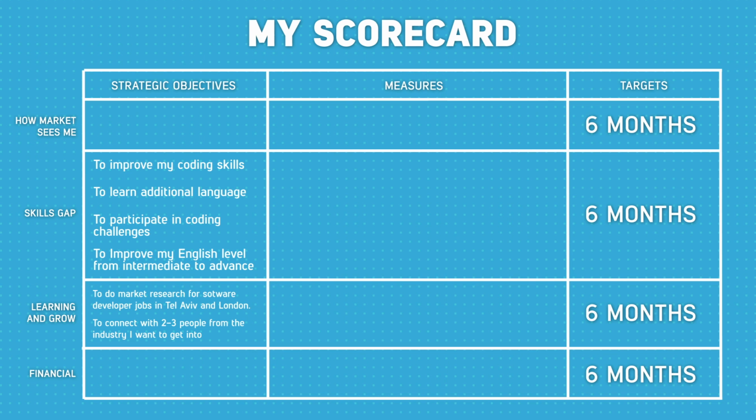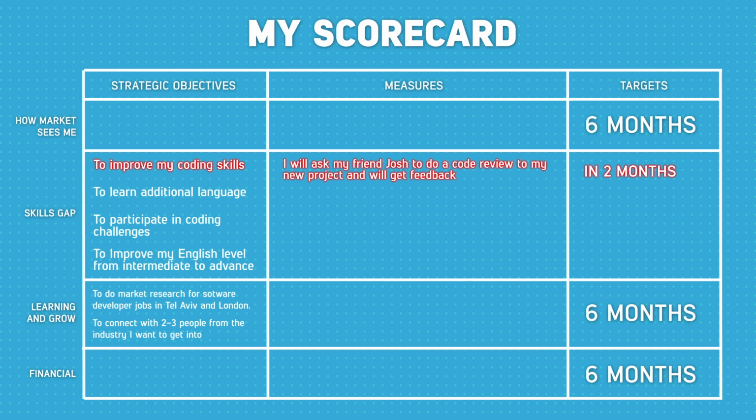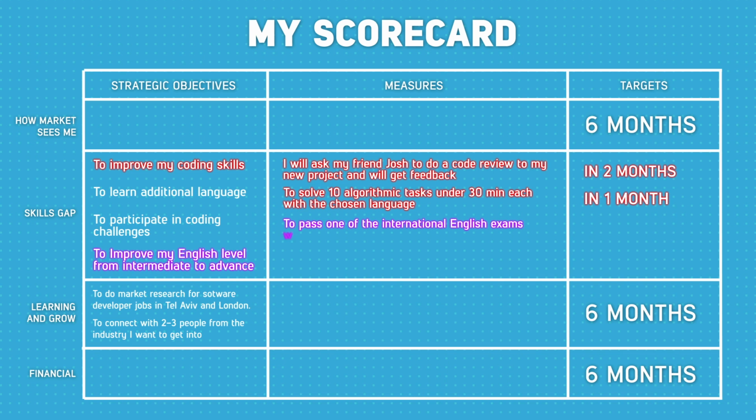Some examples of measures. In 2 months, I will ask my friend Josh to do a code review to my next project and will get feedback, or to solve 10 algorithmic tasks under 30 minutes each with the chosen language in 1 month. Or to pass one of the international English exams with X score in 4 months, or to be able to freely have a deep conversation with native speaker in 6 months.